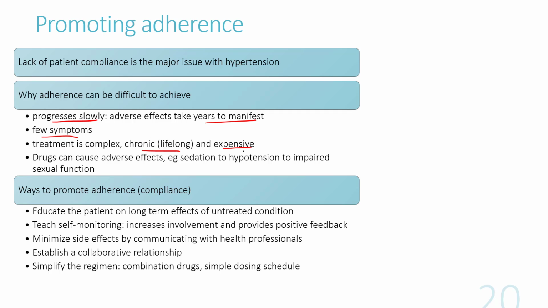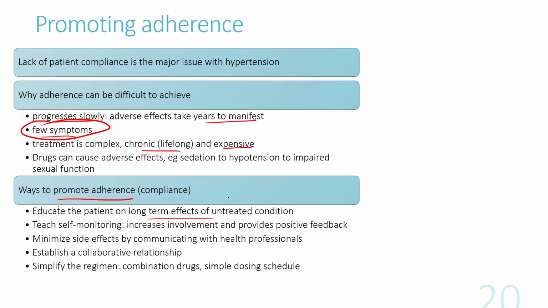The other thing is that high blood pressure really has very few symptoms because it takes a long time to develop, and there are very few obvious symptoms. And so what you're trying to get a patient to do is to take drugs that can have adverse effects when they're feeling relatively well without the drugs, right? So why take the drugs if these drugs cause me adverse effects? Because I'm fine otherwise. So just some ways to promote compliance is to educate the patient on long-term effects of the condition when it's untreated.